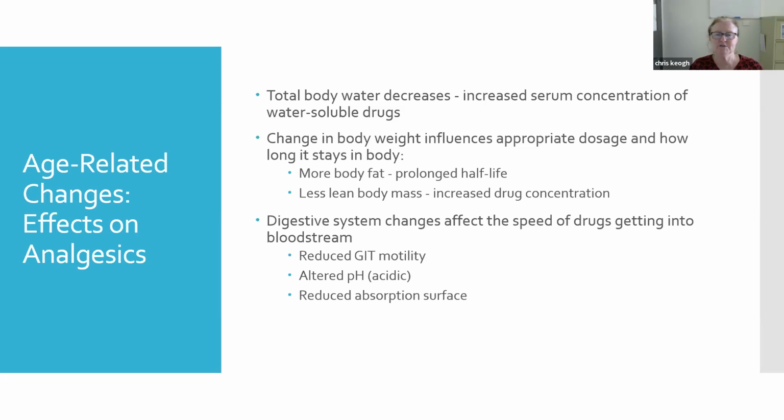And our digestive system changes as we age. So the speed of drugs getting into the bloodstream, because as people age, they have reduced gastrointestinal motility, so things don't move through as quickly. They also have altered pH, or can, and they can also have reduced absorption as well. So there's changes in the body system that actually can affect the way that the medications are either absorbed or broken down in the body, which is important to remember when we're looking at elderly, because their analgesic needs are different to just the general mainstream population.